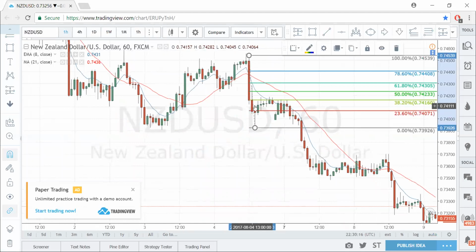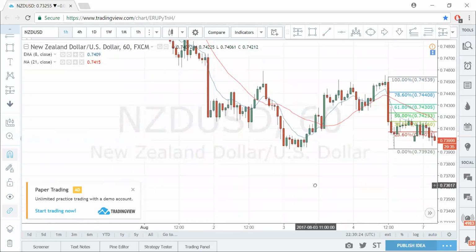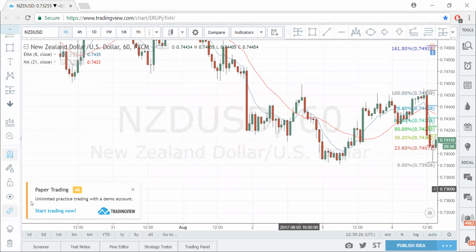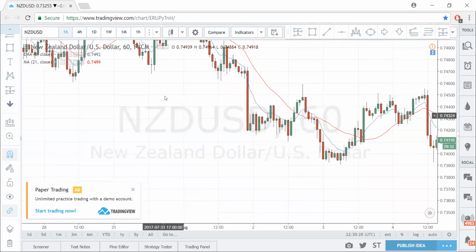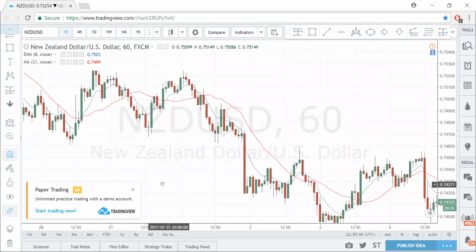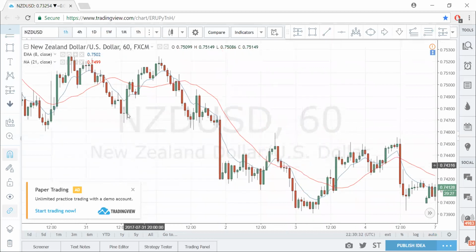Price went all the way up to 38, then decided to fall back down again. So it can happen over and over again. It will never change. It will happen over and over again. See this consolidation here? What happened here?